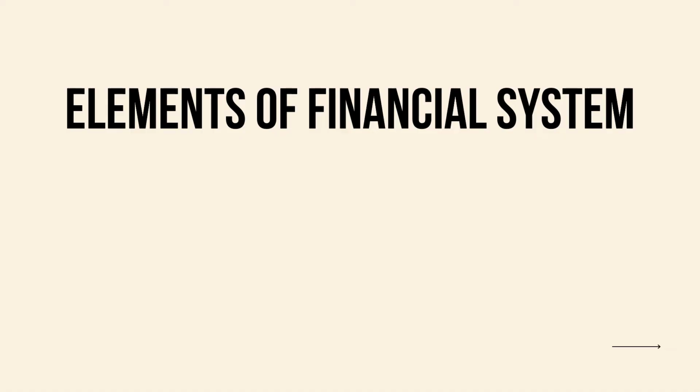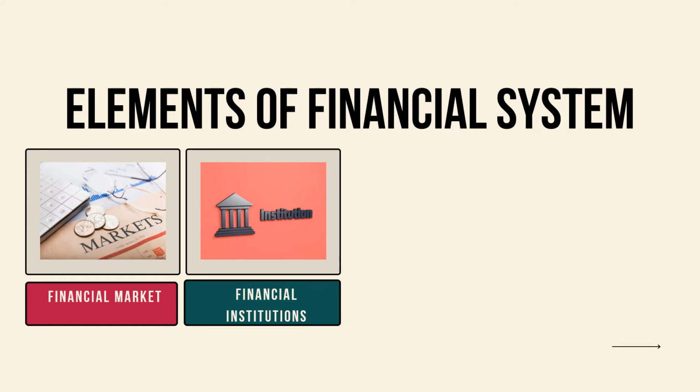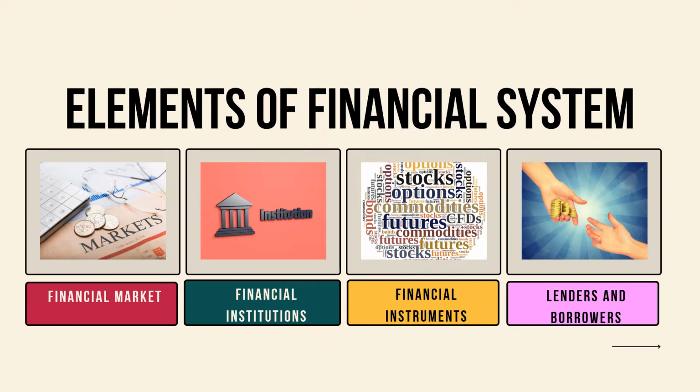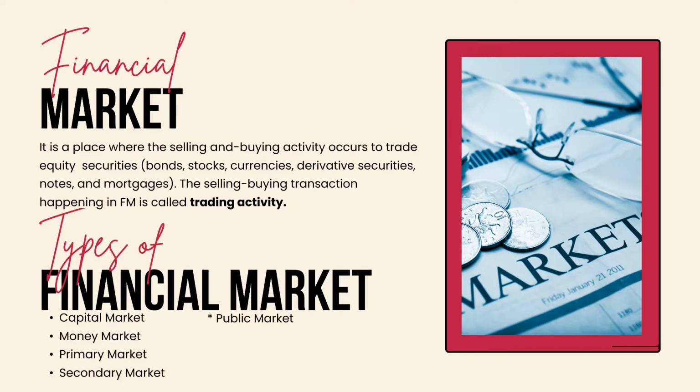The basic elements of a financial system are as follows: the financial market, the financial institutions, the financial instruments, and the lenders and borrowers. Let me present first the financial market. It is a place where the selling and buying activity occurs to trade equity securities like bonds, stocks, currencies, derivative securities, notes, and mortgages. The selling and buying transaction happening in the financial market is called trading activity. The types of financial markets are capital market, money market, primary market, secondary market, and public market.